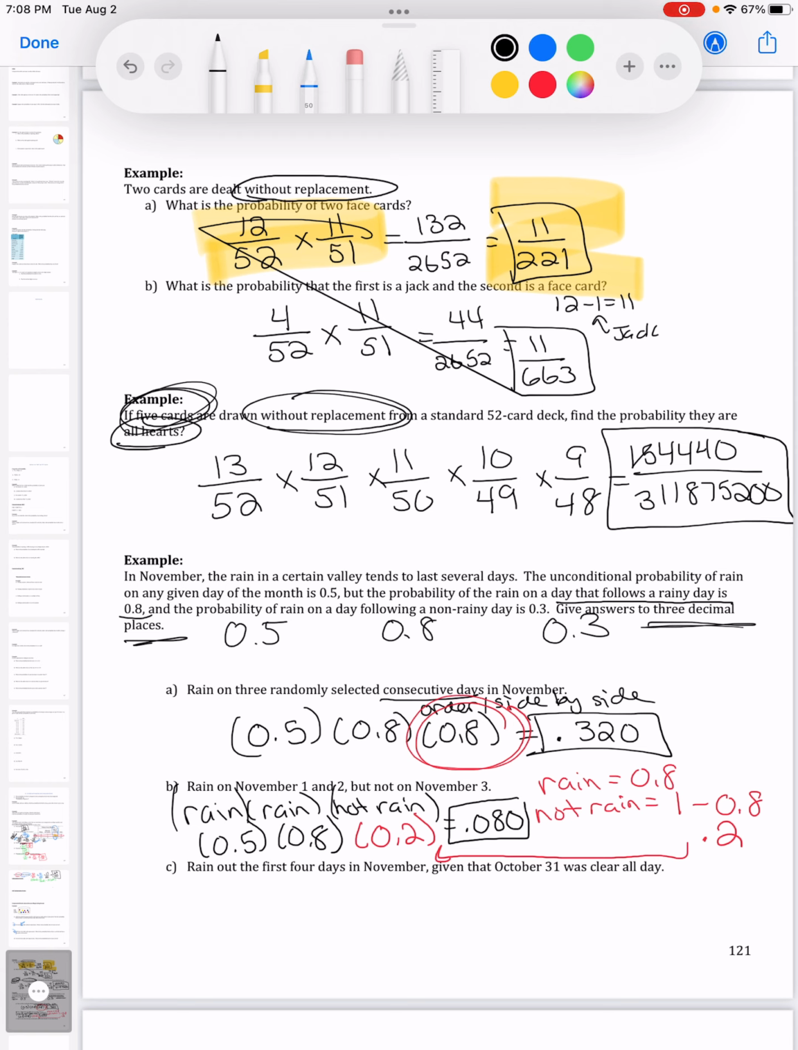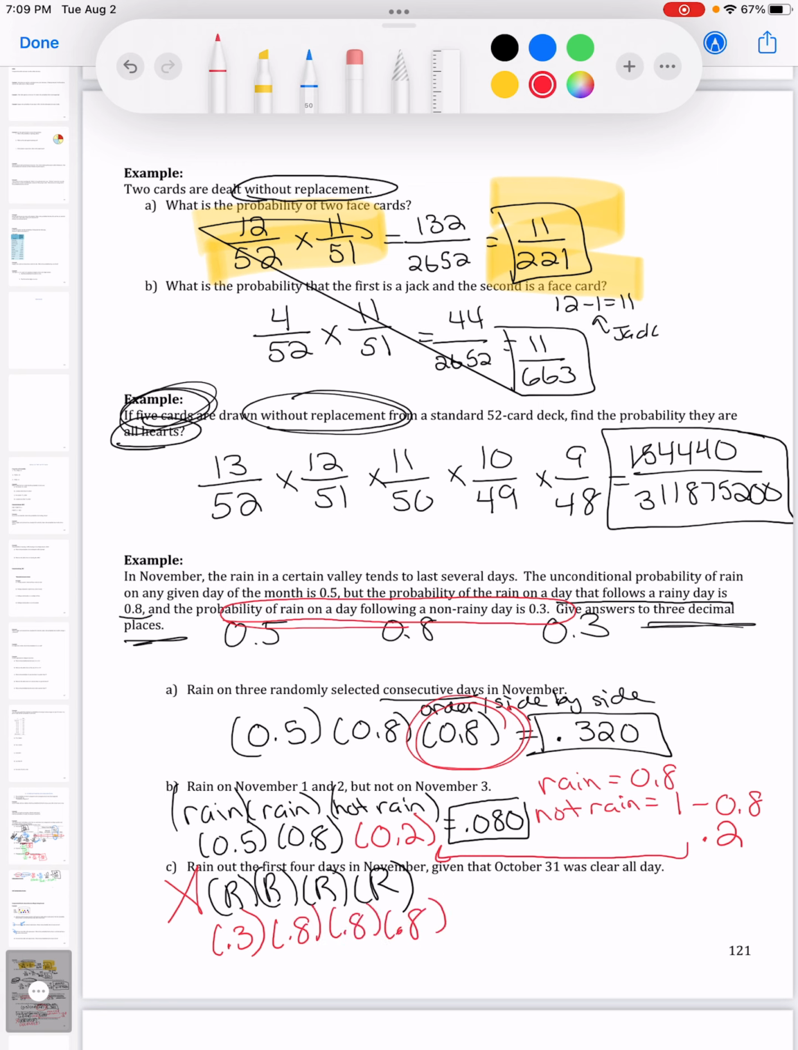All right, see here. The probability that we're going to rain on 4 days in November. So we would have rain, rain, rain, and rain, given that it did not rain on October 31st, so the last day in October. So it didn't rain that day. So this is the one number we haven't used, the probability of rain following a non-rainy day. So it did not rain, and then we want to know that it did rain is 0.3. The probability of a rain after rain, remember, is that 0.8.